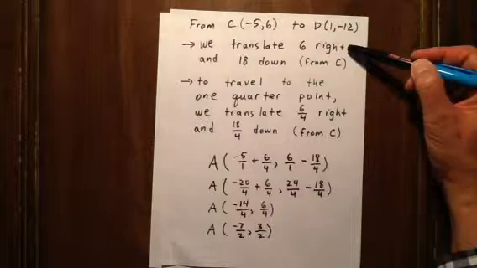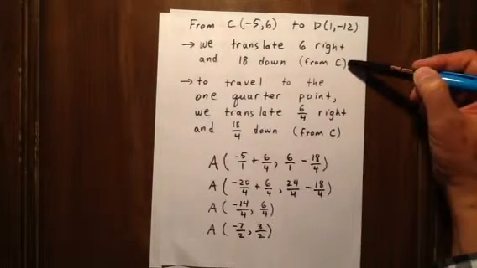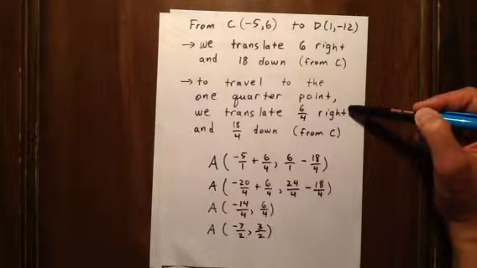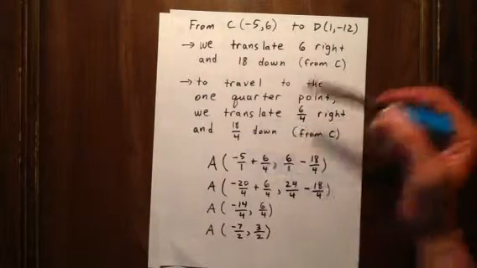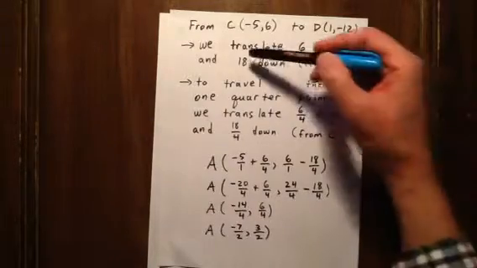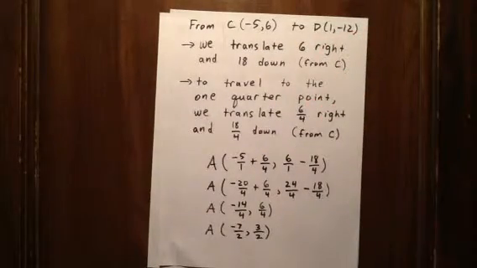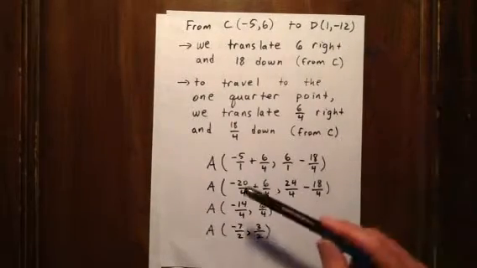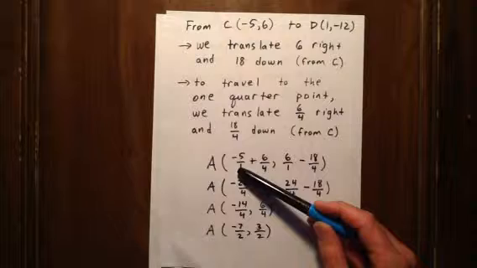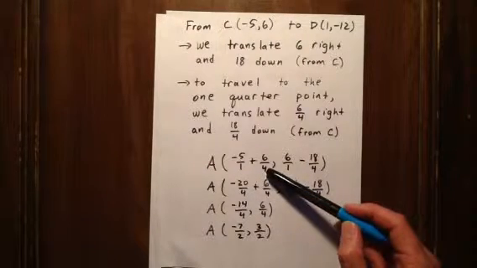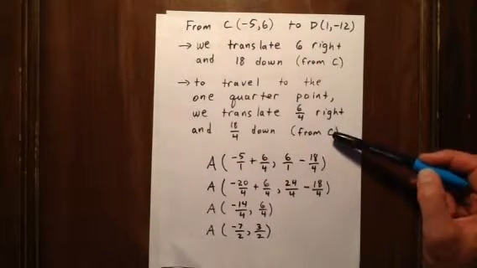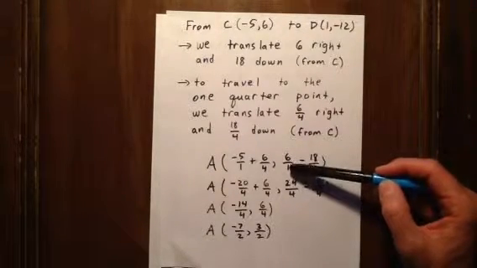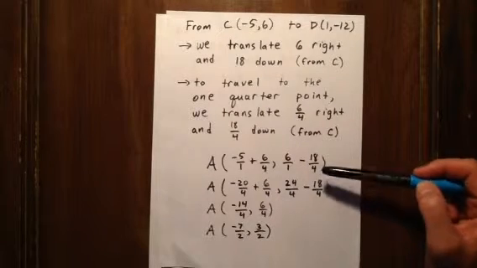So, instead of translating 6 right and 18 down from C, to travel to the 1/4 point, we're going to travel 6 over 4 right and 18 over 4 down. We divided each of these numbers by 4 to get to the 1/4 point. Well, moving to the right means adding to the x-coordinate. So we take our x-coordinate of -5 and add 6/4. Moving down 18/4 means subtract 18/4 from the y-coordinate. So we take our original y-coordinate of 6 and we subtract 18/4.